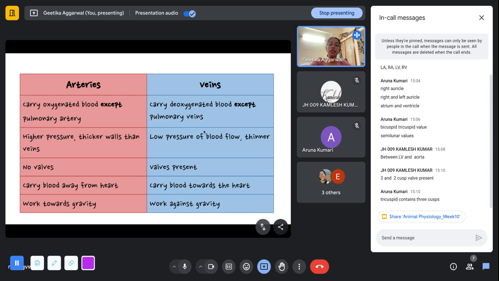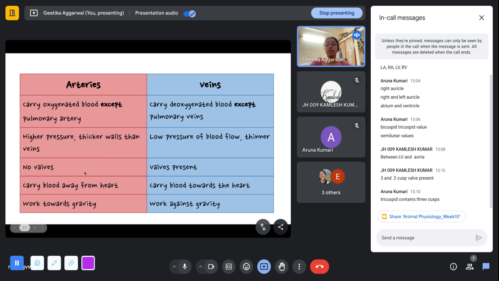Similarly, veins carry deoxygenated blood except for the pulmonary veins, which bring oxygenated blood towards the heart. Arteries, as you would know, have a high pressure. They have thicker walls because the blood is getting pumped into the arteries by the ventricles. And the veins, which bring blood back to the heart, have a lower pressure and thinner walls.